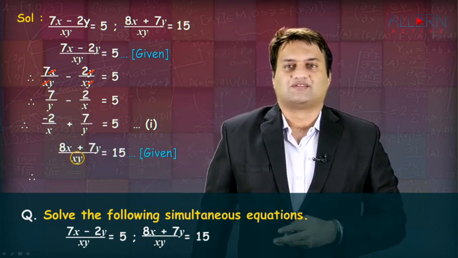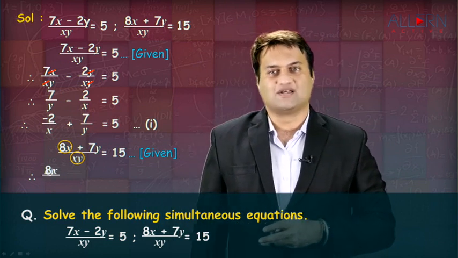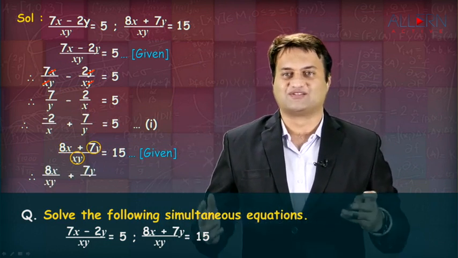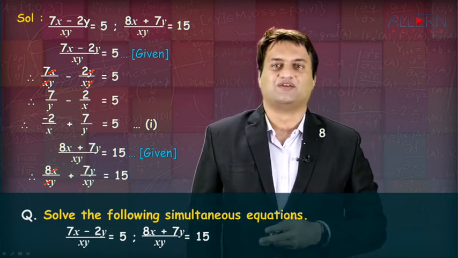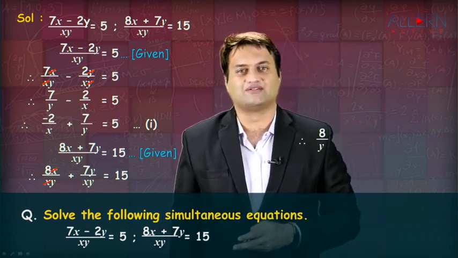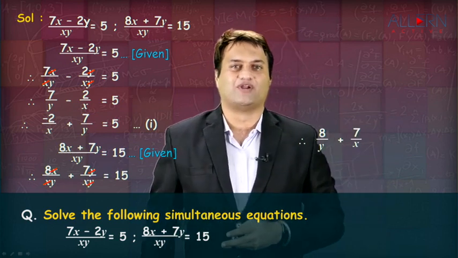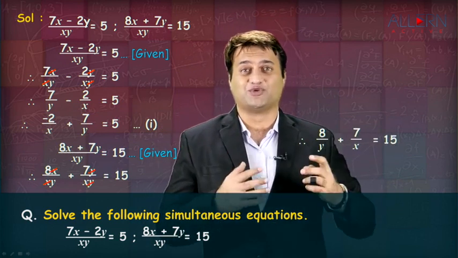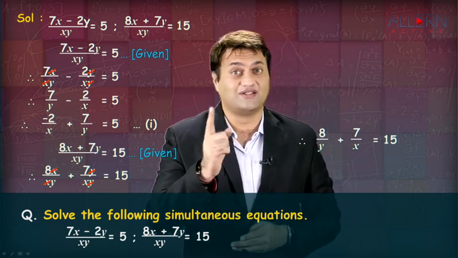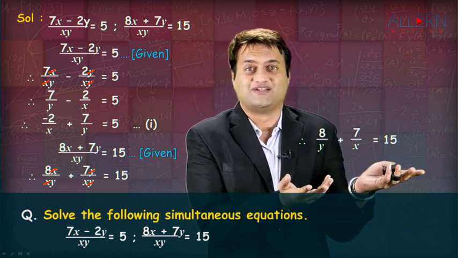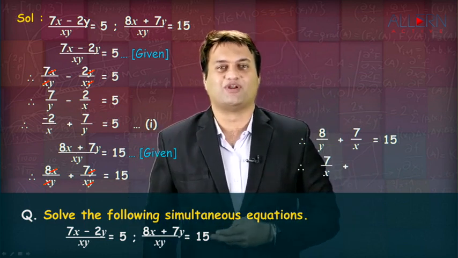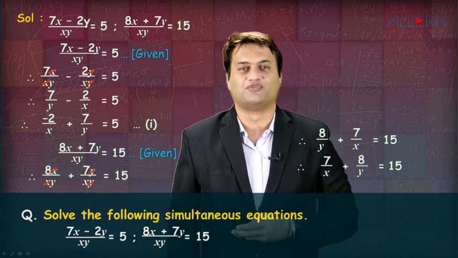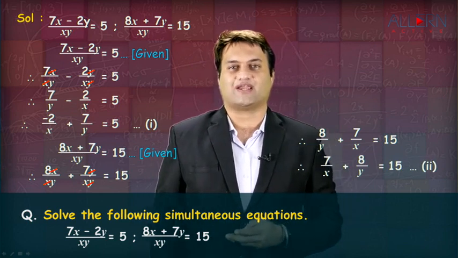You will get 8x upon xy plus 7y upon xy, splitting, is equal to 15. x and x get cancelled, you get 8 upon y. y and y get cancelled, you get 7 upon x is equal to 15. Now rearrange to write it in alphabetical order. You should not change the sign because you are not changing the side, you are just rearranging on the left hand side. So you get 7 upon x plus 8 upon y is equal to 15. Let this be the second equation.